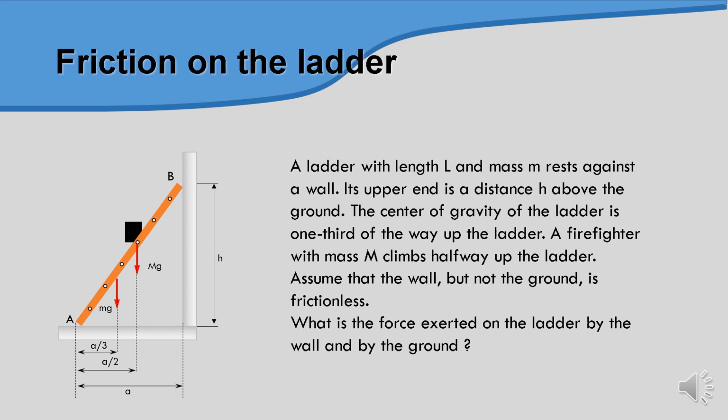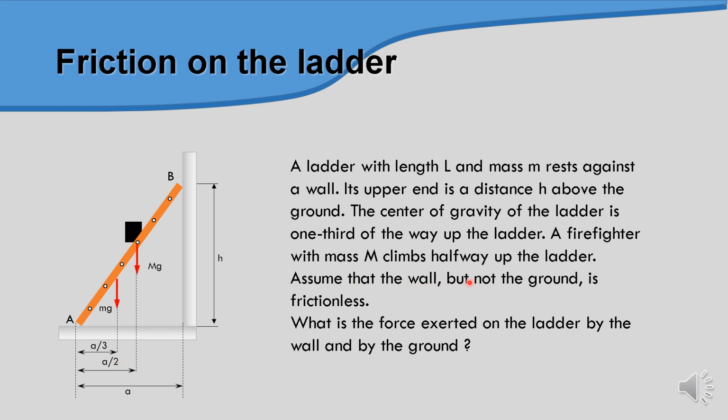Let's see the condition of a ladder of length L and a certain mass M resting against a wall. Its upper end is at height h. The center of gravity of the ladder is 1/3 from A. And then a firefighter, let's assume the black box is a firefighter, climbs halfway up. So halfway, in the middle of the ladder, we have the distance A over 2.